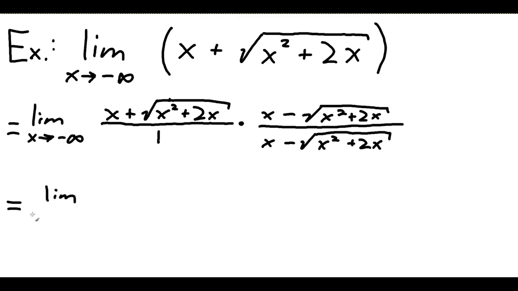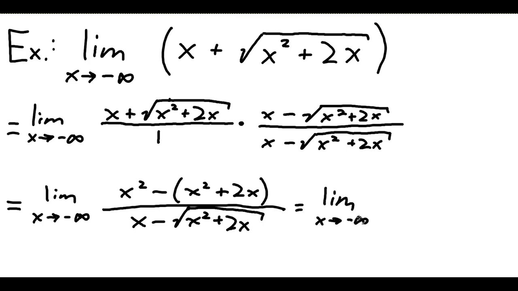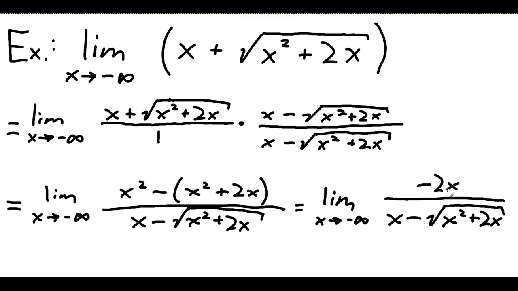Let's do a little bit of algebra here, multiplying and simplifying. We have x plus the radical times x minus the radical. The product of a sum and a difference is a difference of squares, so that is x squared minus that radical squared, which gives us just x squared plus 2x. That is divided by x minus the square root of x squared plus 2x. So the limit as x approaches negative infinity has a longer denominator, which I'll write first: x minus the square root of x squared plus 2x. Underneath, x squared minus x squared is 0, minus 2x, so we have a negative 2x up here. So we've simplified that as far as we can.